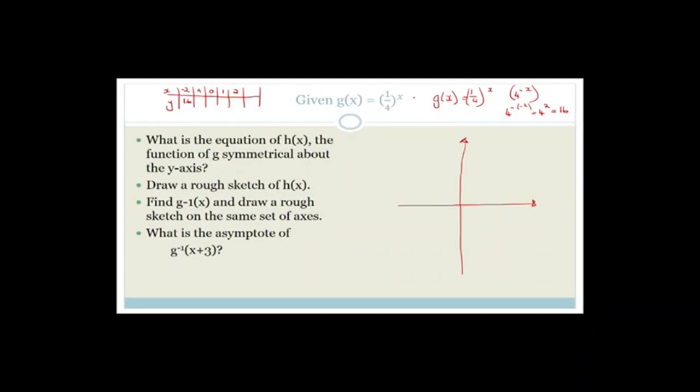When x is negative 1, we've got 4. When x is naught, we've got 1. When x is 1, we've got a quarter. When x is 2, we've got a 16th. Okay, so what are we saying? We're saying when x is minus 2, so let's just get this.